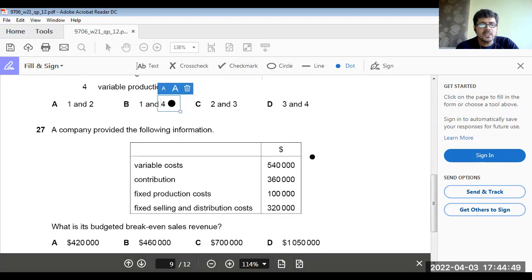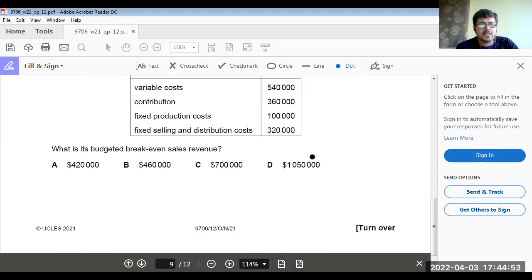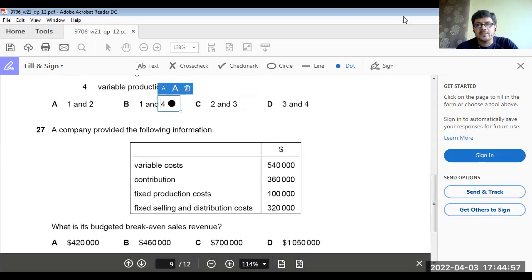The company provides the following information: variable cost, contribution, fixed production, fixed selling expense. What is the budgeted break-even sales revenue? Our variable cost is 540,000. Contribution is 360,000. According to this data, our sales is 900,000 if we add variable cost and contribution margin. Now 360,000, our contribution, divided by 900,000, our sales revenue, is 40%. Contribution is 40% of sales.